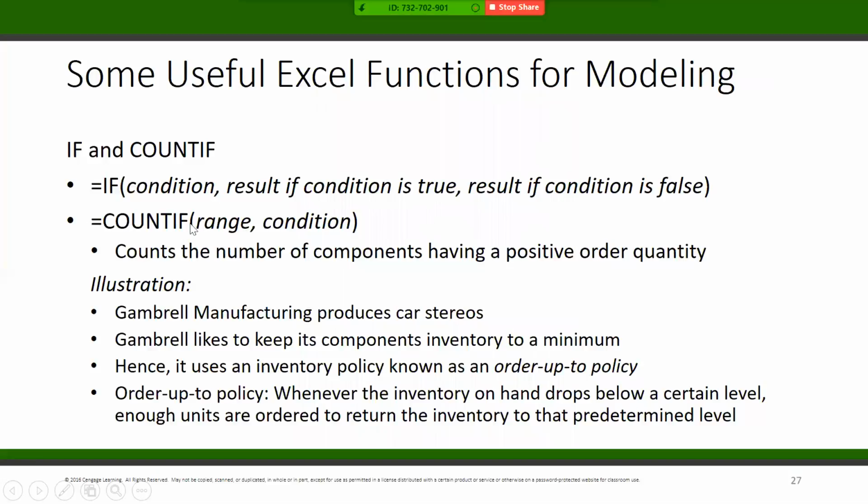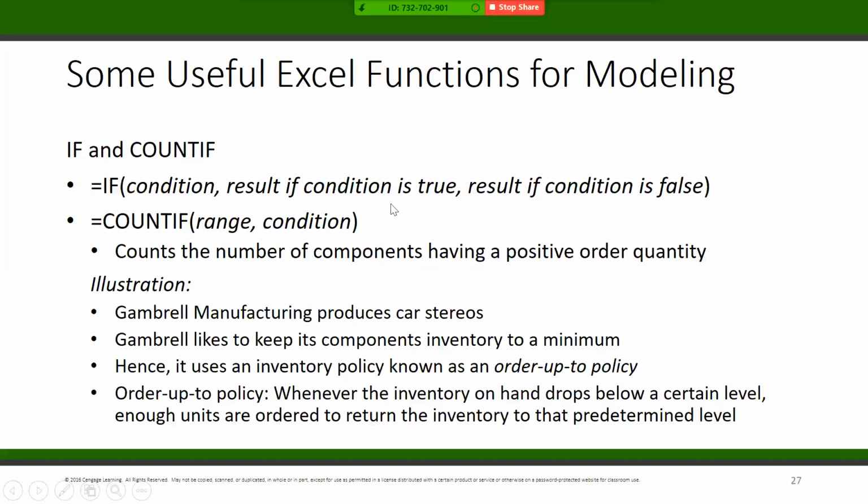Okay. We also have COUNTIF, and it takes a range. So we select a set of data, and then we give it a condition. We're going to count that range if it meets some condition. So it counts the number of components having a positive order quantity, for instance, in this case, or count it if it's equal to 1. If you're doing a list of items that are 1 or 2, you can count the number of ones in a list of 10,000, and it just gives it to you right away.